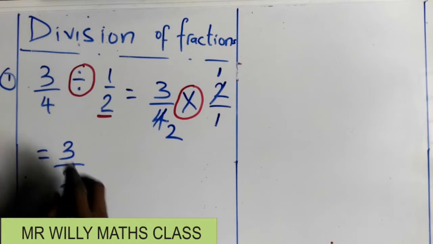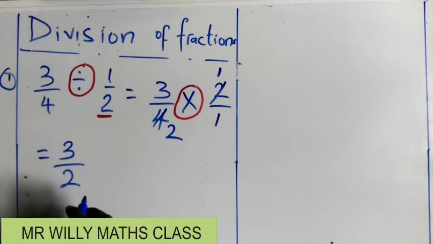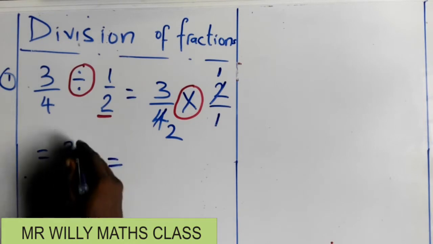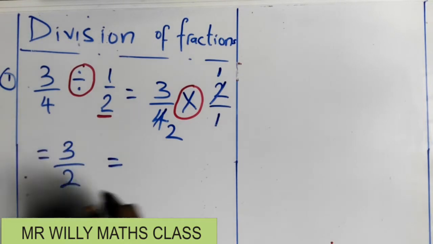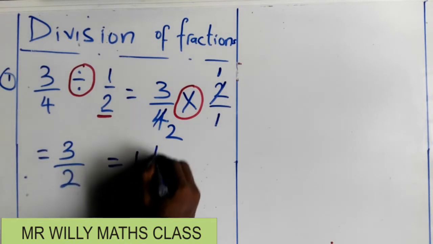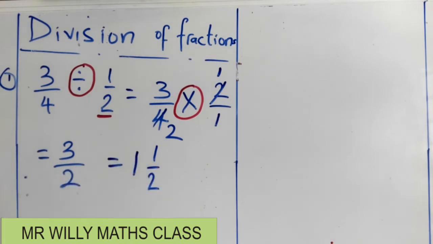3/2. This 3/2 is a what? It is an improper fraction. You can change this 3/2 into a mixed fraction by dividing 3 by 2. How many 2s can you see in 3? That will be 1 whole number 1/2.